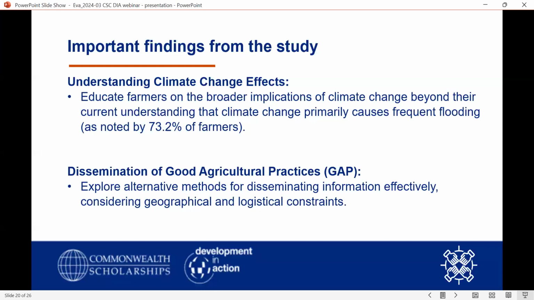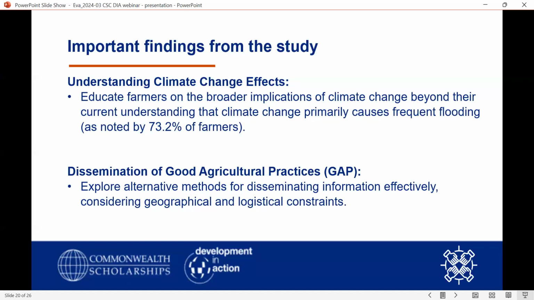The most interesting thing when we interviewed our participants was that by climate change, they only understand frequent flooding. So our idea was to educate farmers on the broader implications of climate change beyond their current understanding. They don't know other consequences like droughts. It can also be the effect of climate change, and salinity. So they only understand frequent flooding, and dissemination of good agricultural practices.